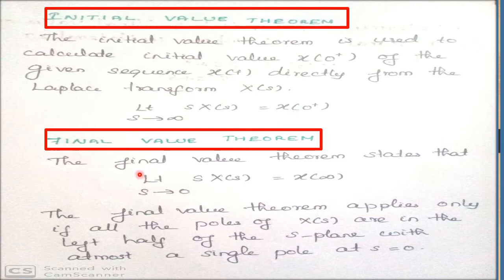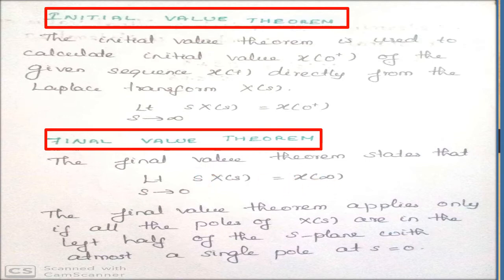The next one is final value theorem. The final value theorem states that limit s tends to 0, s into X of s is equal to x of infinity. That means this is the final value, x of infinity. So by applying the limit s tends to 0 in s into X of s, you will be getting x of infinity.